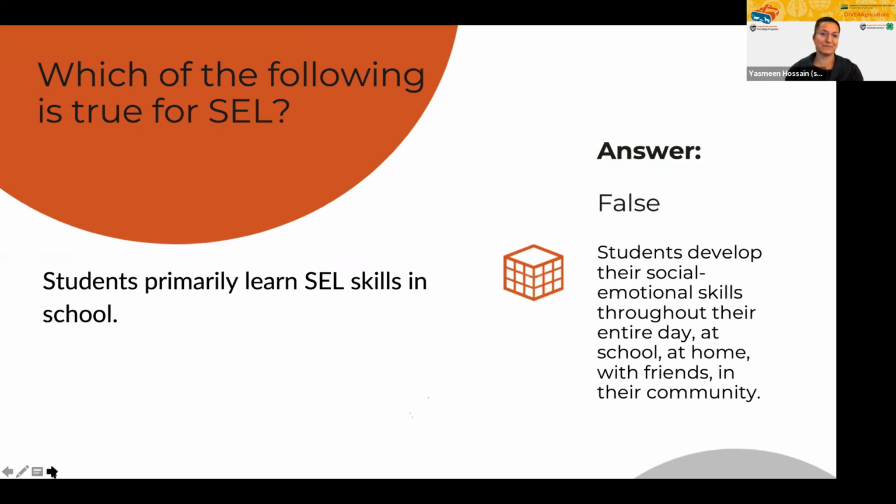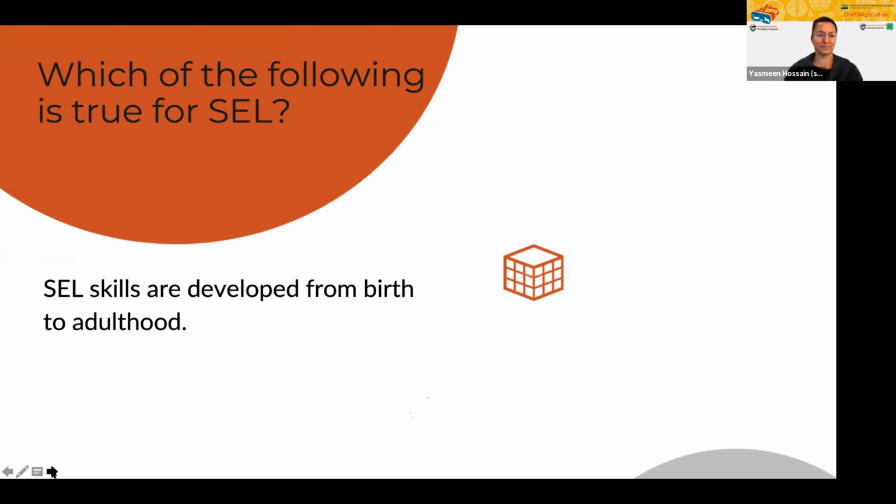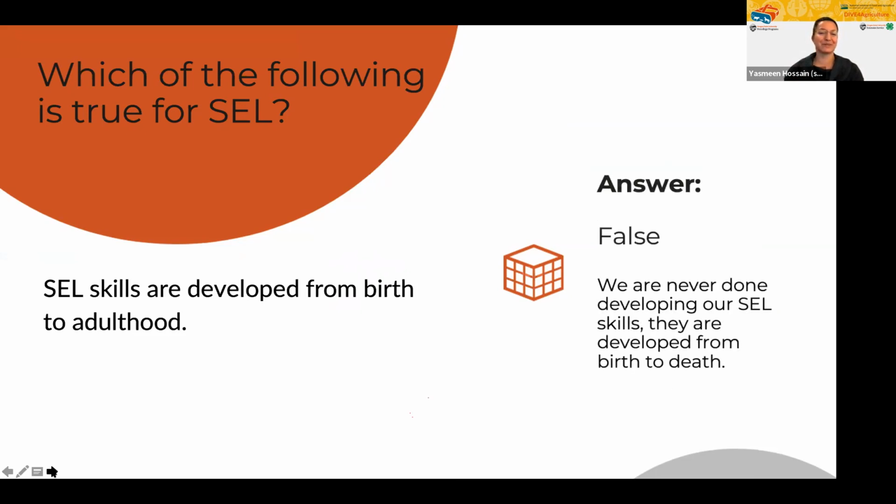Next slide, please. SEL skills are developed from birth to adulthood. If you could click one more time, that is false because it doesn't end when we get to adulthood. It continues all the way from birth to death. We're never done practicing our SEL skills and developing that social emotional component to who we are. All right, next slide, please.